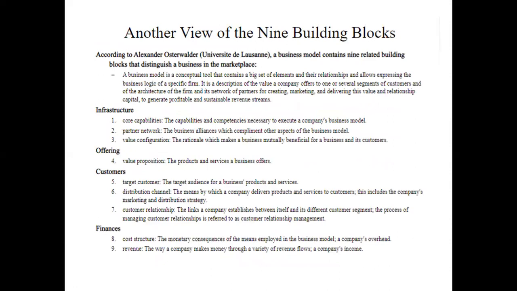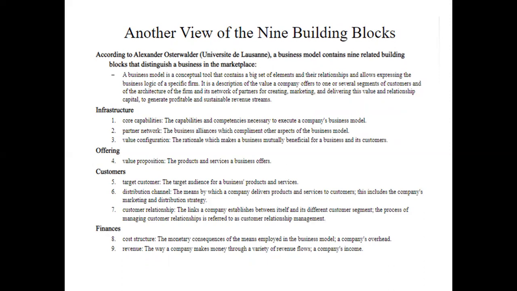So another view of the 9 building blocks. According to Alexander Osterwalder, a business model contains 9 related building blocks that distinguish a business in the marketplace. A business model is a conceptual tool that contains a set of elements and their relationships and allows expressing the business logic of a specific firm.